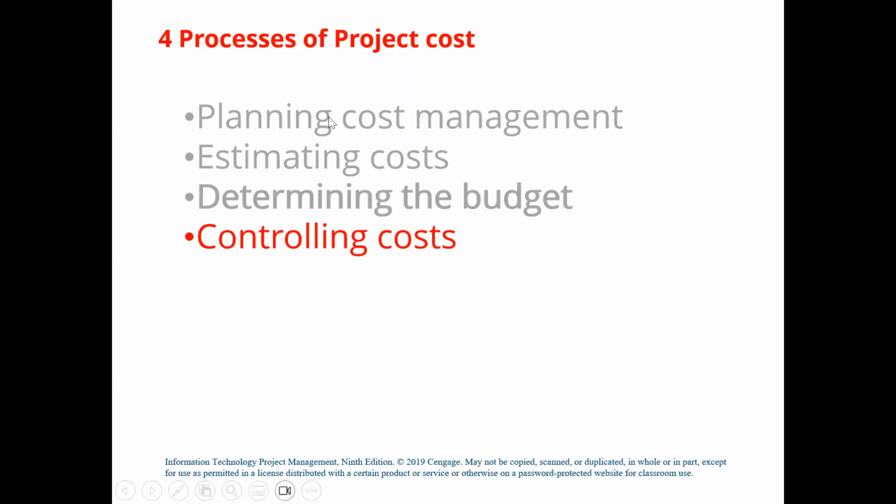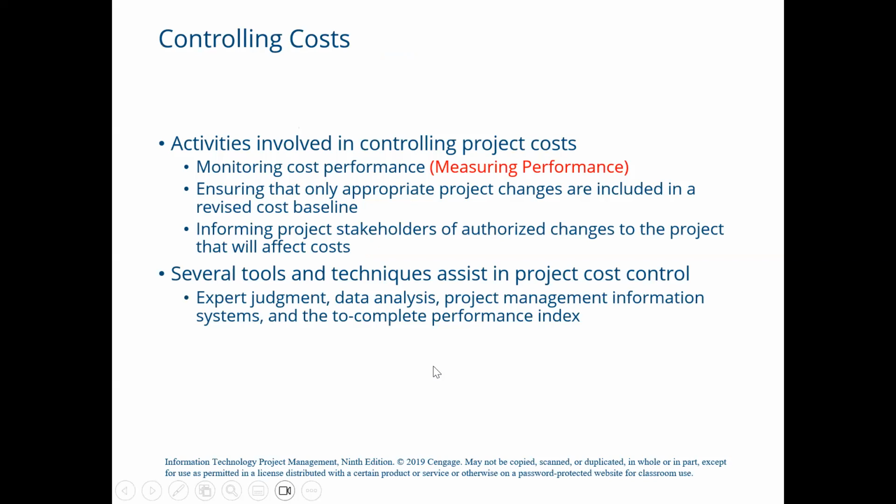So welcome students. We were discussing the cost management process, which is based on these four processes. We have done the first three processes in our previous lectures. Now today we are continuing with the last one, which is about controlling cost. Controlling cost means controlling changes to the project budget. So these are the activities involved in controlling project cost.